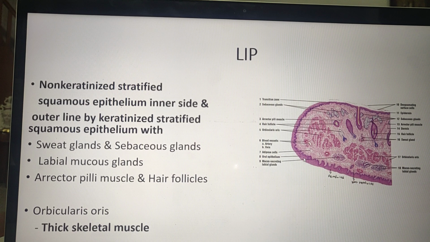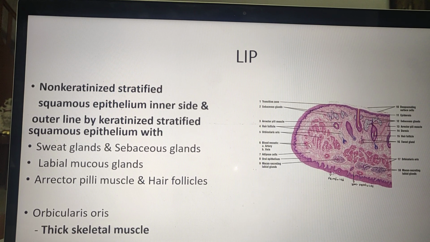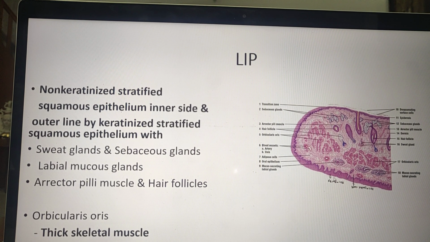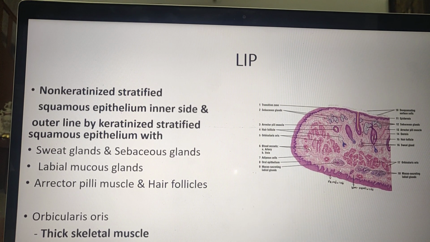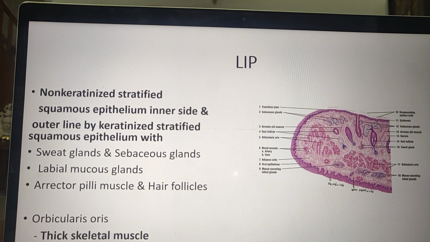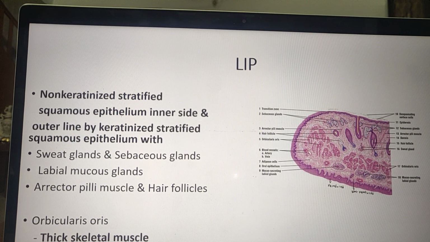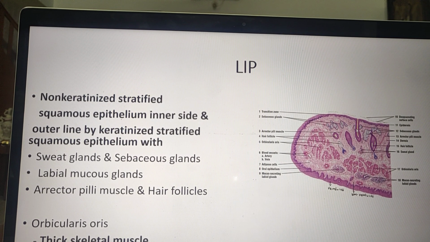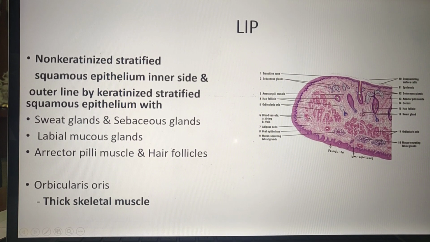Here you can see this is lined by stratified squamous epithelium. This is non-keratinized, and here this is keratinized, and you can see this is a hair follicle. Along with it there is a sebaceous gland, which is present inside the slide of the lip.